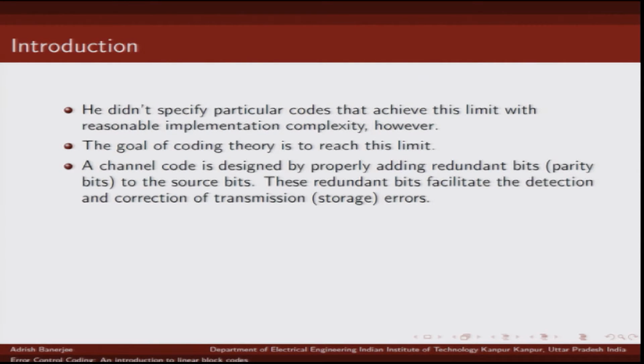So, how do we design an error correcting code? An error correcting code is designed by adding some redundant bits to your message bits. The message bits we call information bits, and those additional redundant bits that we add are known as parity bits. So, an error correcting code is designed by properly adding redundant bits to your message bits and then sending this coded message over a communication link. We use these additional redundant bits to detect and correct errors.